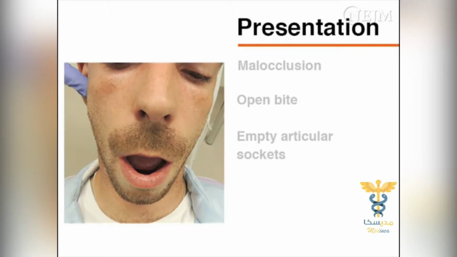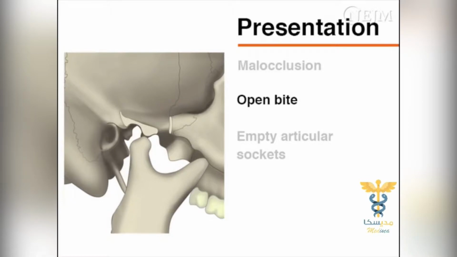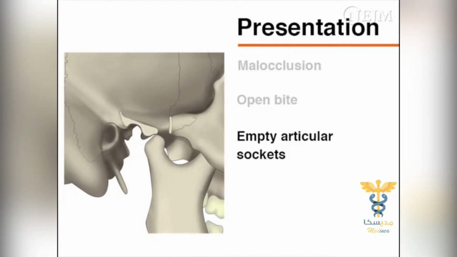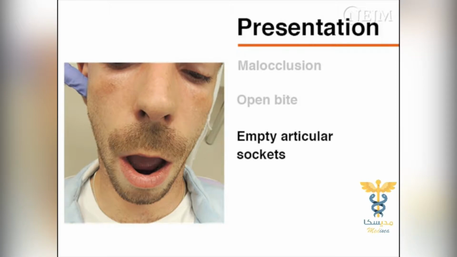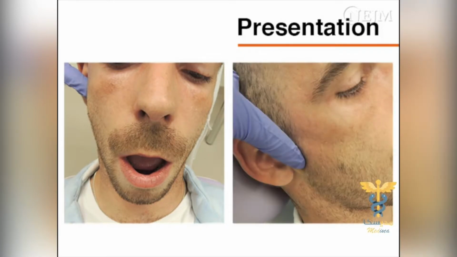Patients with bilateral TMJ dislocation have malocclusion, an open bite, and empty articular sockets. The empty sockets can be palpated as pretragal hollowing. In cases of unilateral dislocation, the chin is shifted to the contralateral side.